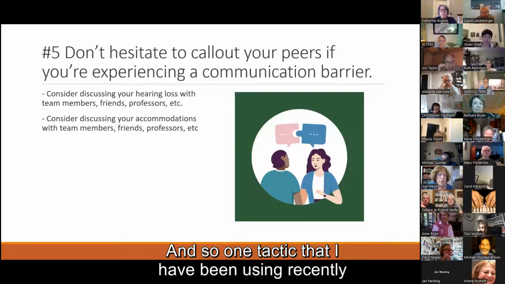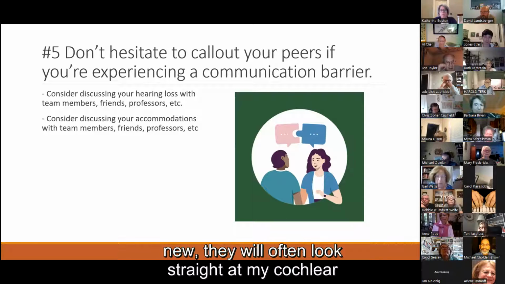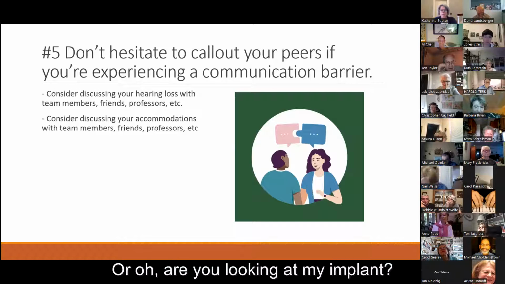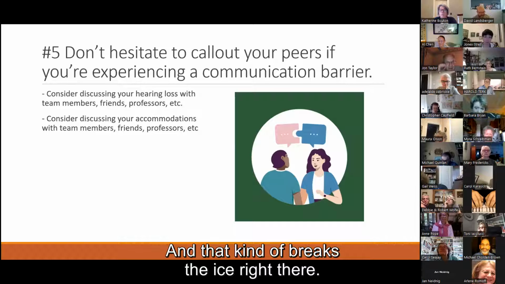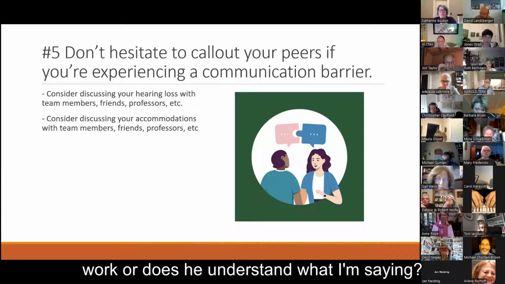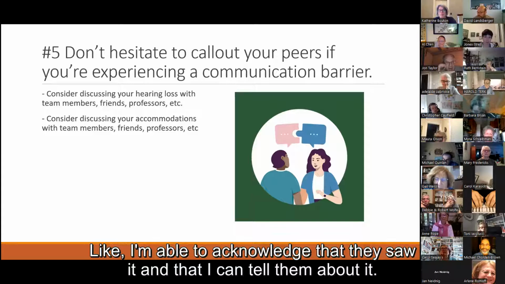And so one tactic that I've been using recently that's been super helpful is if I meet somebody new, they'll often look straight at my cochlear implant, and I'll say, "Oh, did you find that interesting?" Or, "Oh, were you looking at my implant?" And that breaks the ice right there. Like they're not thinking in their head, "What is that thing on his head?" Or, "How does that work? Does he understand what I'm saying?" Or, "Is that a new Apple device?" I'm able to acknowledge that they saw it, and then I can tell them about it.